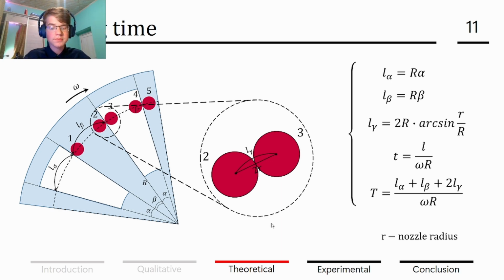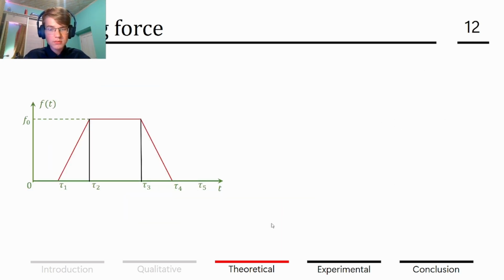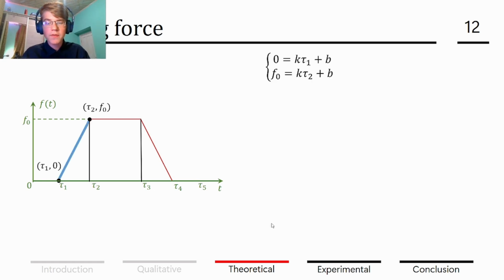Let's obtain the final expression for the dependence of driving force from time. When the function increases, considering the coordinates of the first and last points, we can write a system of two equations for the line and find f from t function.